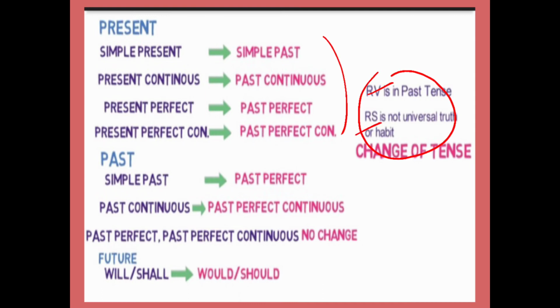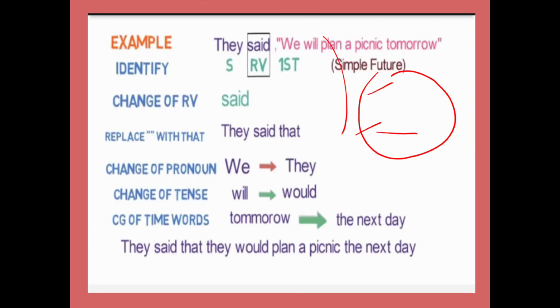If the reporting verb is in present or future, we will not change the tense given in reported speech. And if the sentence is a universal truth or habitual or fact in reported speech, then we will not change the tense. We will change only pronouns or words, but we will not change the tenses.